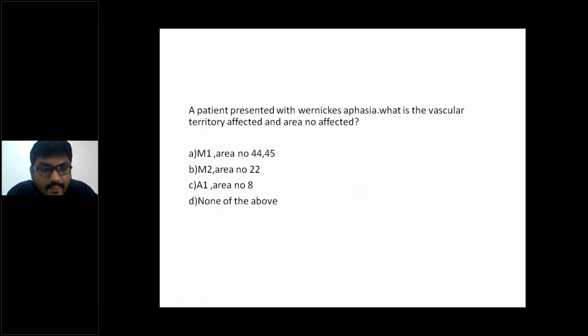This is my own question. Please try to answer this. A patient presented with Wernicke's aphasia. What is the vasculature affected and the area number affected? Anyone? M2, sir. M2 division, B. Okay. Is the area number 22 correct or wrong?